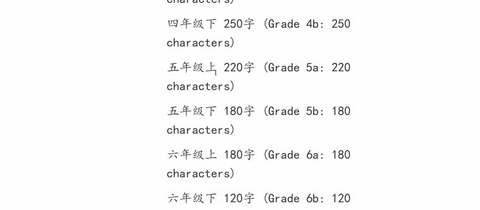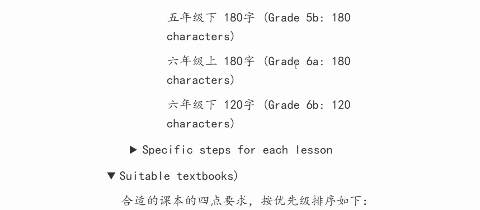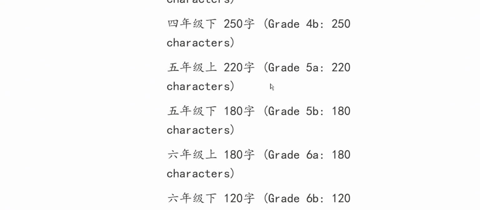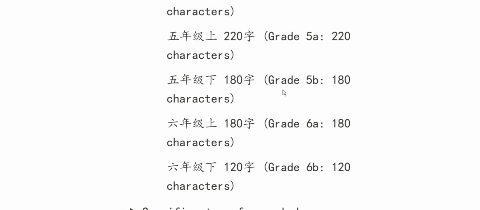2B until grade 4A, for each grade, 250 characters. For grade 5A, 220 characters. 5B, 180 characters. Grade 6A, 180 characters. Grade 6B, 120 characters. So we can see for the higher grades, the learning characters are fewer because those characters are more difficult.